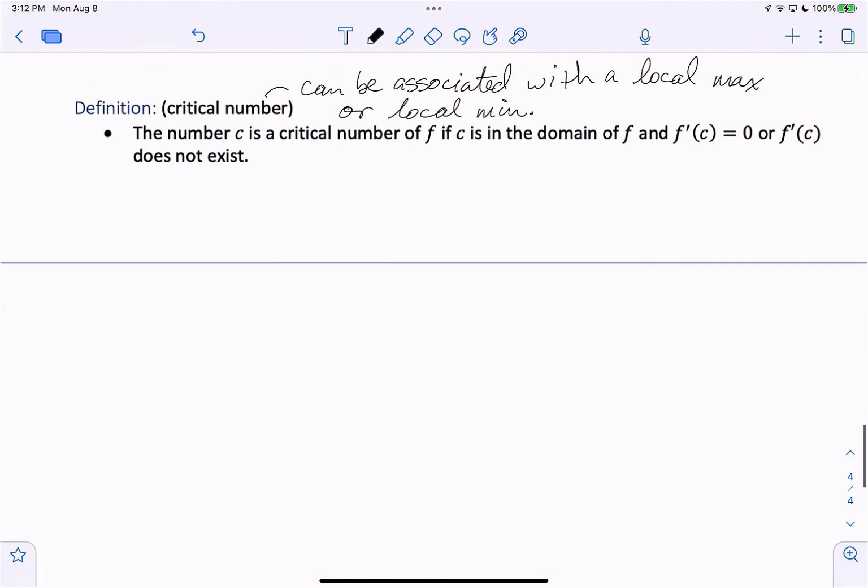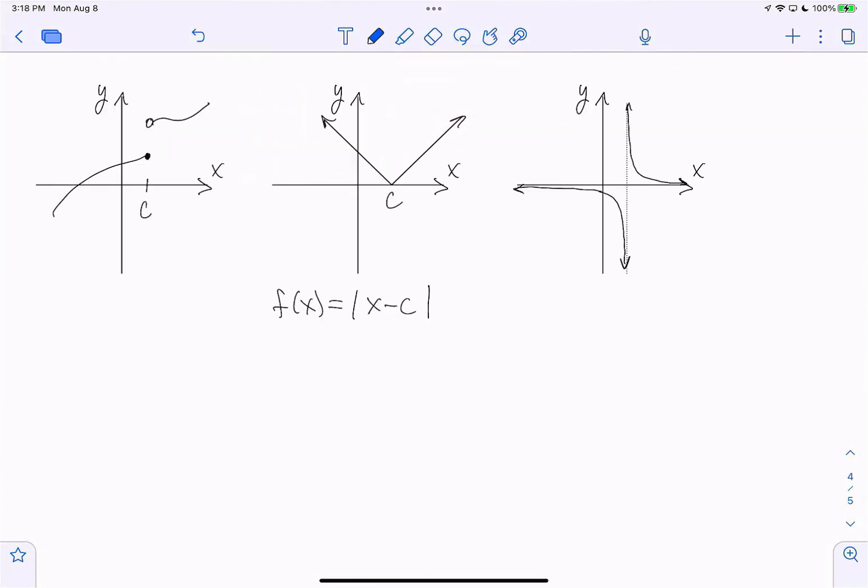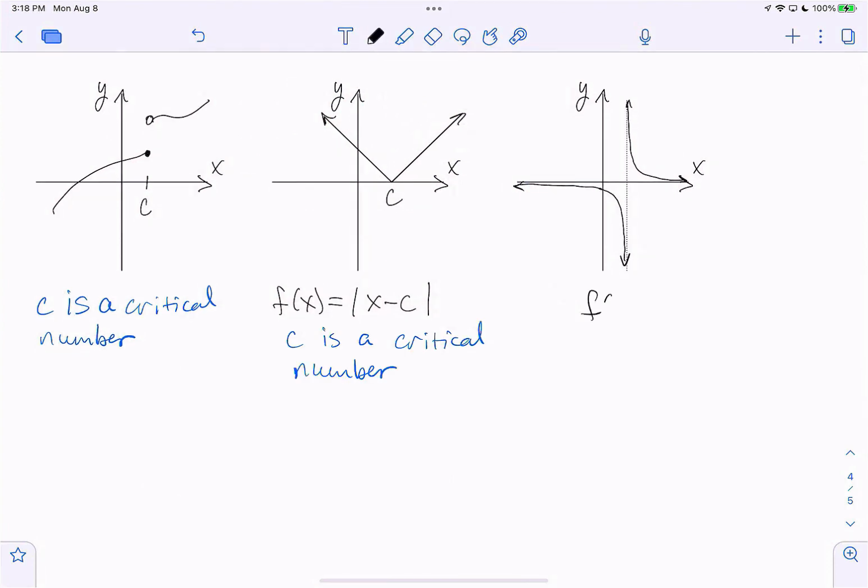I want to give you a couple more examples of where we might have a critical number, and then one where we don't. For a function with a jump discontinuity at c, c would be a critical number. And for something like the absolute value of x minus c, c would be a critical number because the function is not differentiable there.